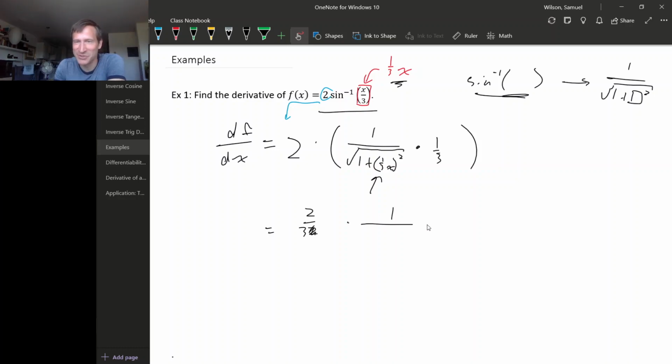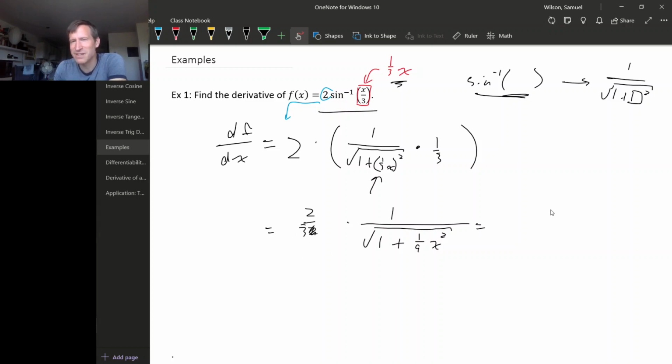times 1 over the square root of 1 plus, maybe we should multiply this out. 1/3 squared is 1/9, so 1/9 x squared. This might be an okay way to write it. If we really wanted to, we could multiply these two fractions, which I guess we should do, and then move this 3 inside the square root.